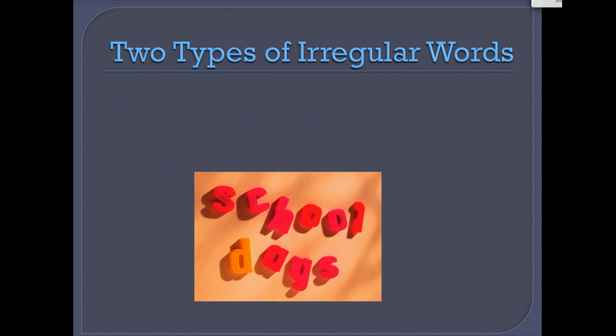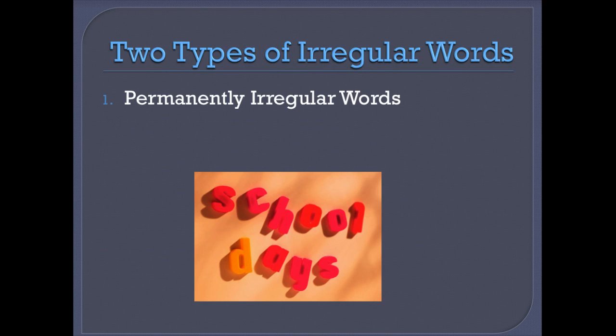Okay, so there's two types of irregular words: permanently irregular words and temporarily irregular words. Permanent ones are words that contain one or more sound spellings that are not pronounced conventionally. For example, the word said, S-A-I-D: the A-I, as a student knows, does not make the E sound. It would make the A sound. So that is a word that would actually break the decoding rules, and therefore it would be a permanently irregular word.